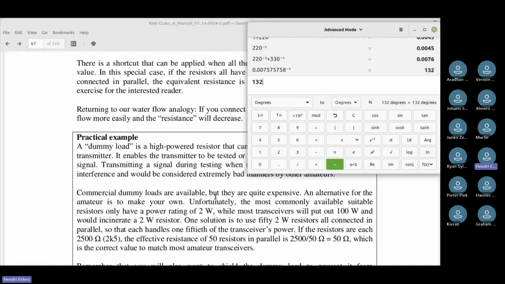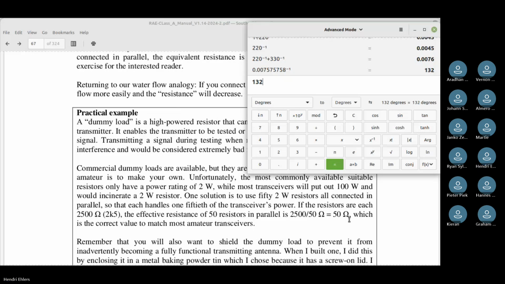Commercial dummy loads are available, but they are quite expensive. Yes, they are quite expensive. Actually, ridiculously expensive, but it's because they've got the special resistor in there that is non-inductive. The alternative for the amateur is to make his own. Unfortunately, the most common available suitable resistors only have a power rating of 2 watts, so you'll have to use lots of them. Okay, so the solution is 52 watt resistors, which we just said.